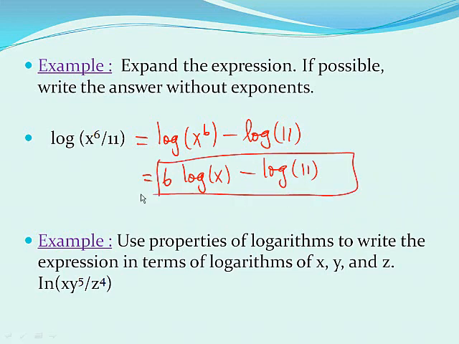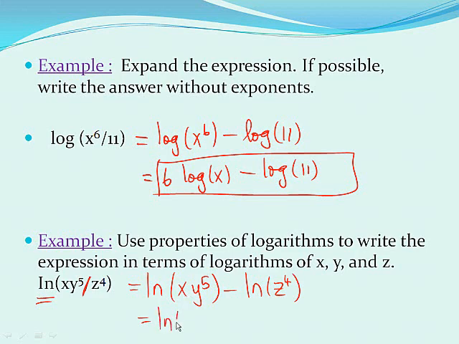In the next example, again use the properties of logarithms to write the expression in terms of logarithms of x, y, and z. So notice that this is the natural log notation. So I can write this again as natural log of, this is a fraction, so we need to write the numerator x y to the power 5 minus natural log of the denominator z to the power 4. Now in the first logarithm, it is a product, so I can write natural log of the first factor x plus natural log of the second factor y to the power 5 minus natural log of z to the power 4.